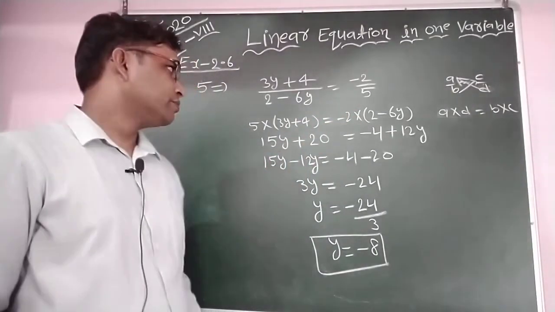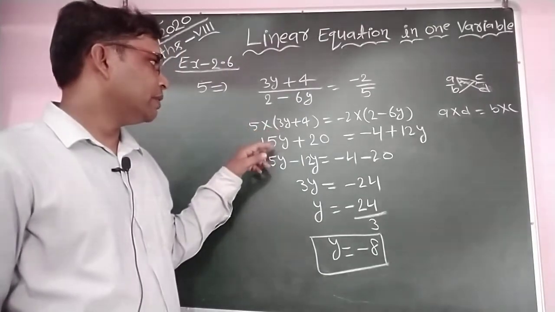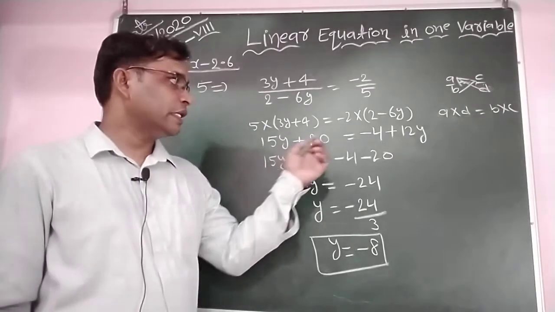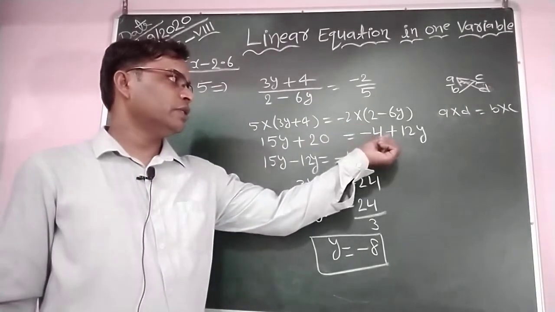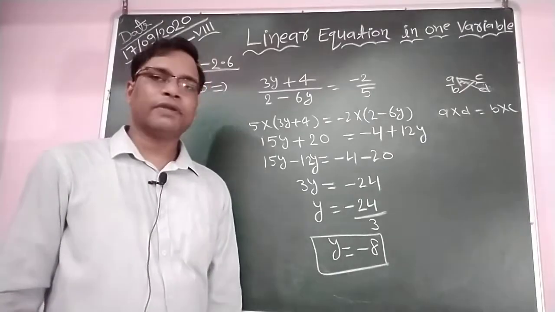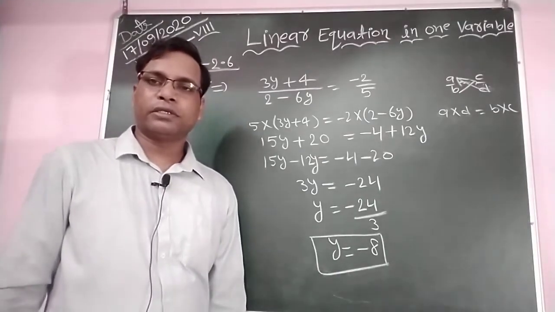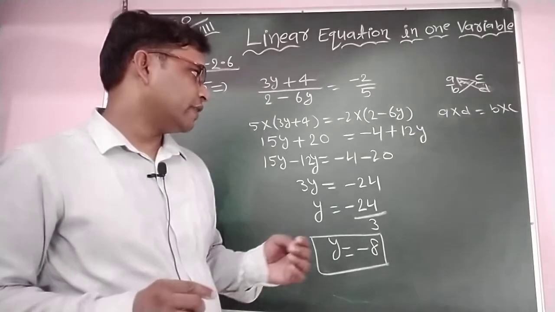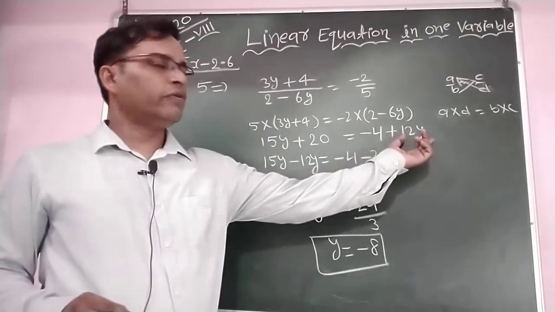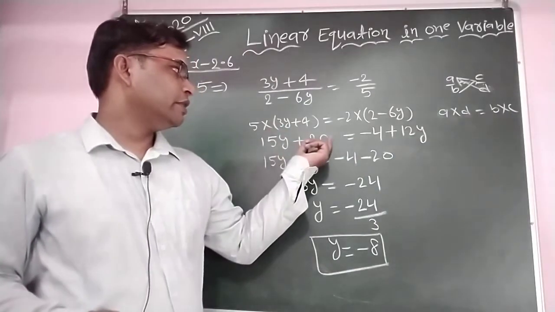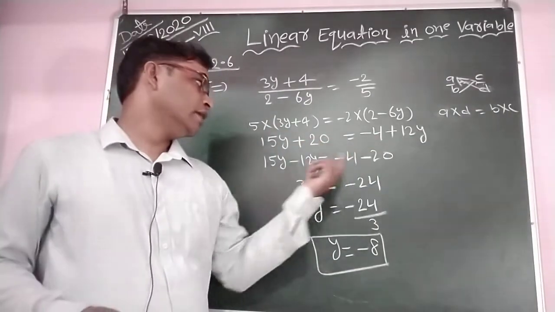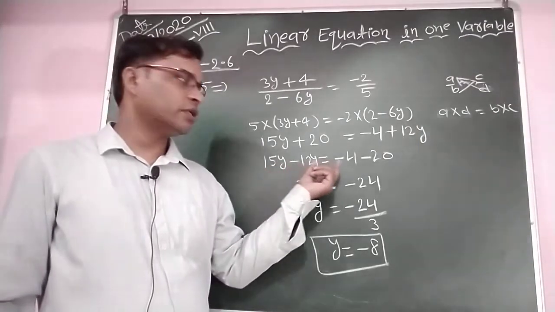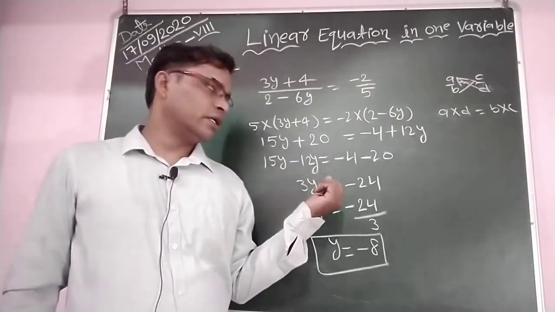Okay. Now when you multiply this, we obtain 15y plus 20 on the left hand side, and on the right hand side we have minus 4 plus 12y. And to find the value of y, we separate the variable on one side and the constant on the other side. So for this, we transpose this 12y to the left hand side and this 20 to the right hand side. So on the left hand side we have 15y minus 12y. This is equal to minus 4 minus 20.